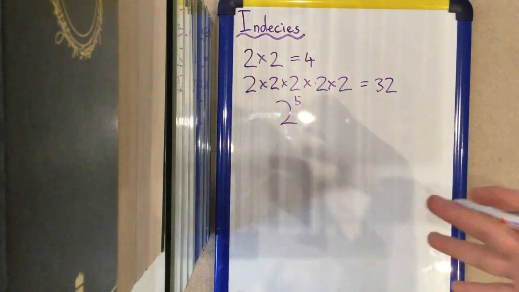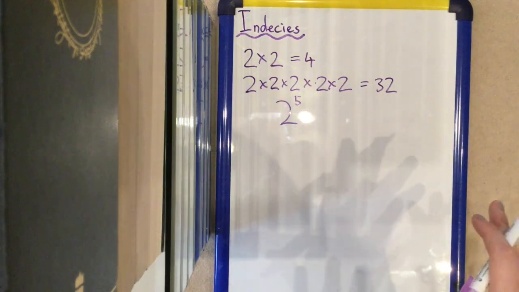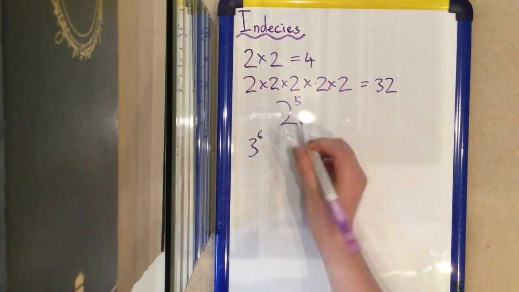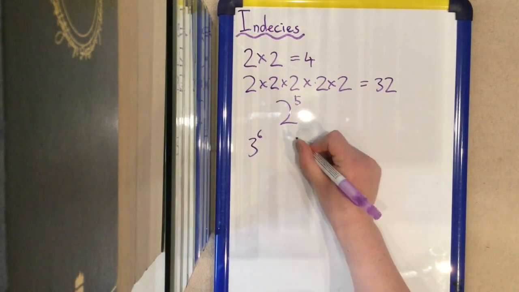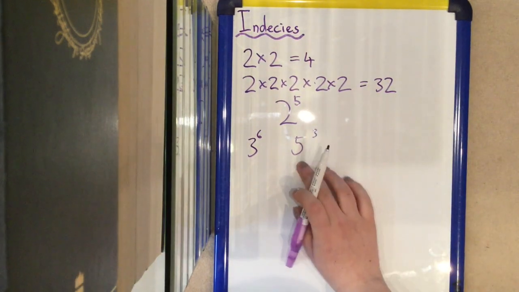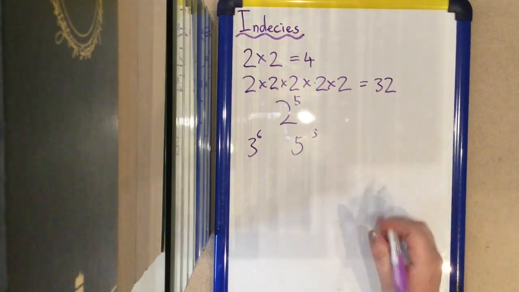So that's the basics of an index, and any number can be raised to nearly any power, so you can have something like 3 to the power of 6, or 5 to the power of 3. And they all mean the same thing, 5 multiplied by itself 3 times.